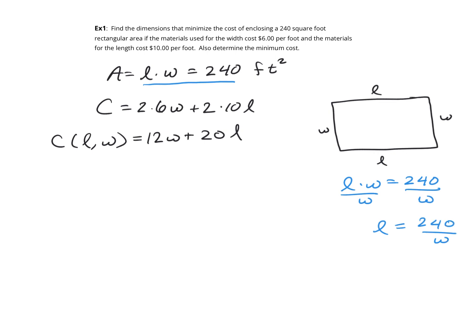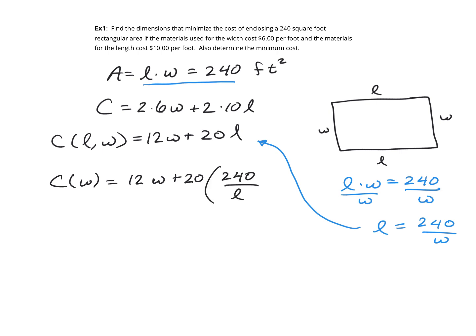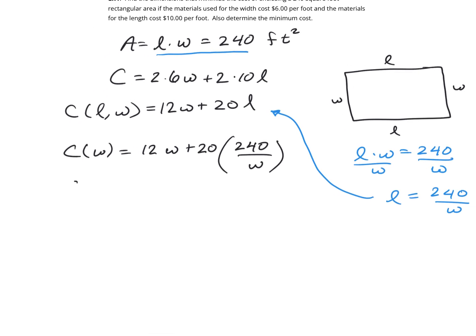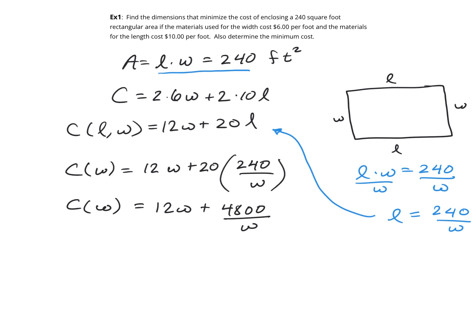We're now going to take that value of L and substitute it into our cost function. So our cost function will now have just one single variable: 12 times W plus 20 times the L we just found, which is 240 divided by W. Not L, but W. Next, simplify this down a little bit. Our cost function, C of W, is 12 times W plus 4800 over W.